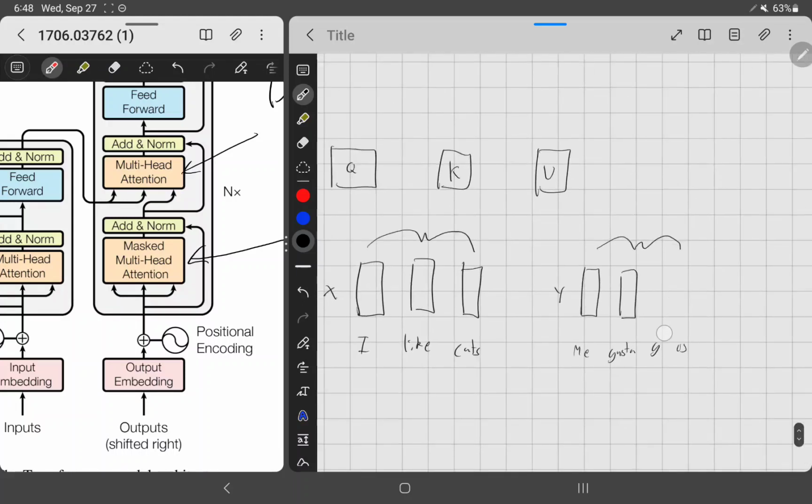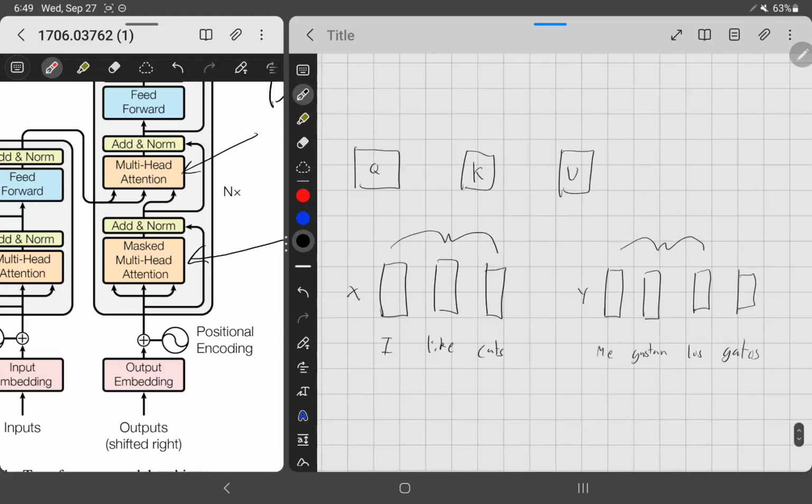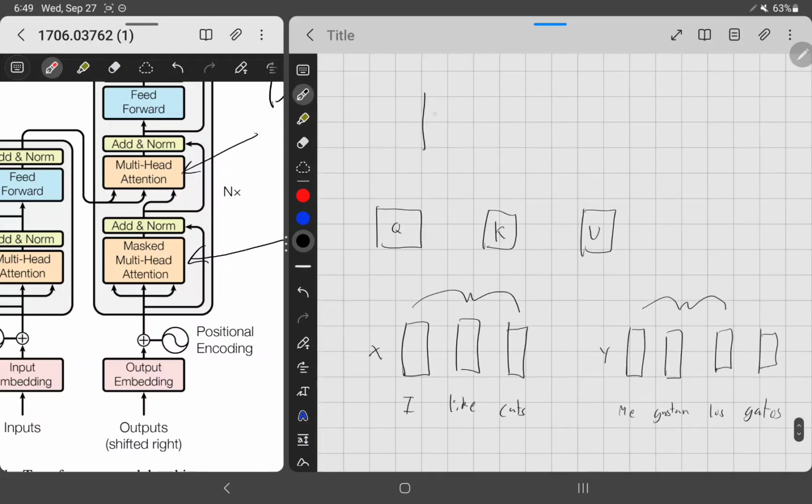Actually, no. Let me add the fourth word because that'll make it more interesting. Gustan los gatos. So yeah, this is a big problem because they're different sequence lengths. And remember, your queries times keys is an n by n matrix.